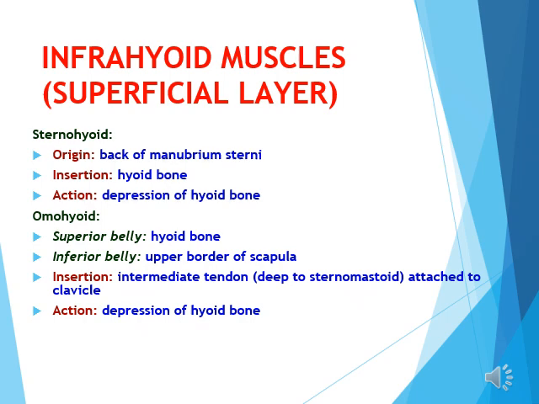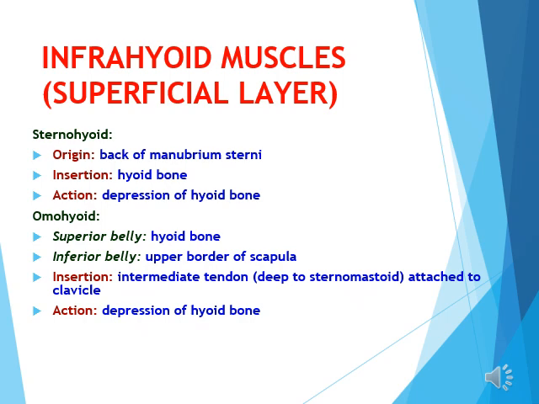Coursing obliquely across the neck, the intermediate tendon lies deep to the sternocleidomastoid and is anchored to the clavicle by a fascial sling, allowing the muscle to maintain its angulated path. Functionally, the omohyoid also contributes to hyoid depression, but its oblique orientation and fascial connection suggest a secondary role in tension in the cervical fascia, which may assist in maintaining venous return through the internal jugular vein.